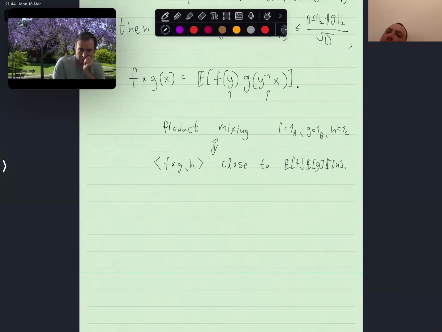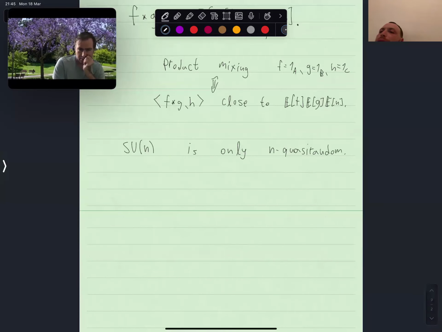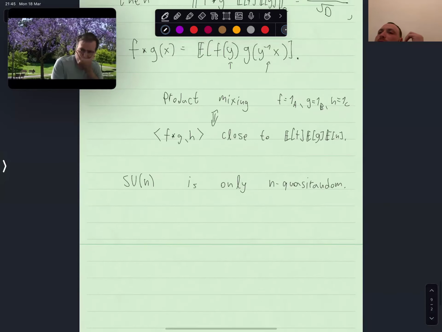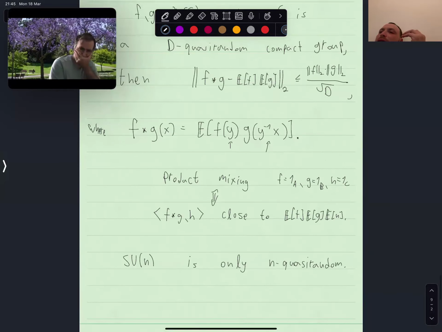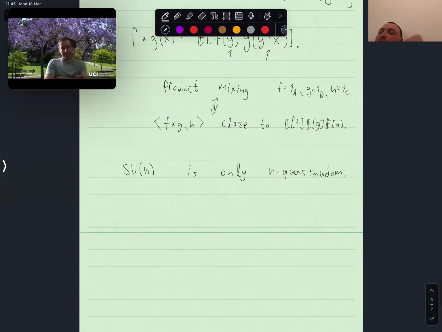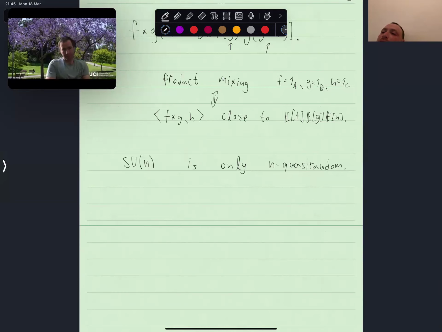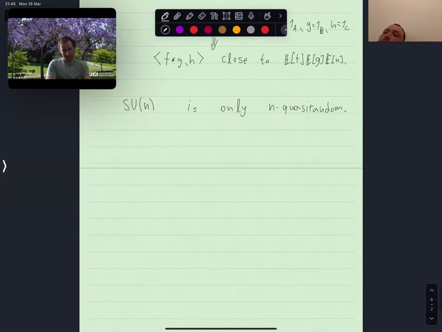But the only problem is that SU(n) is only n quasi-random. So from Gowers' result, you get only n to the minus 1/3. When you want something exponentially better, in order to do that, we use ideas from the Boolean cube.